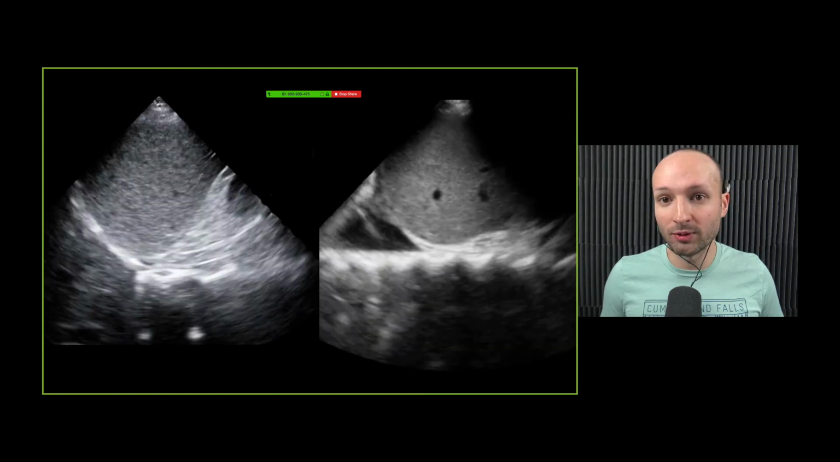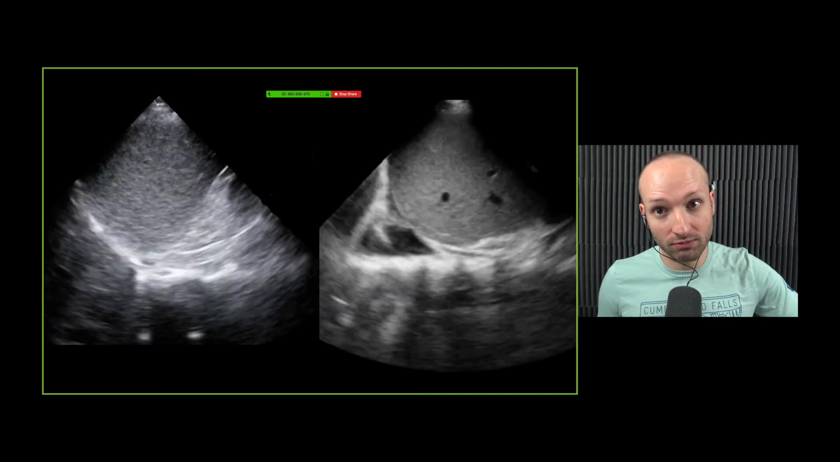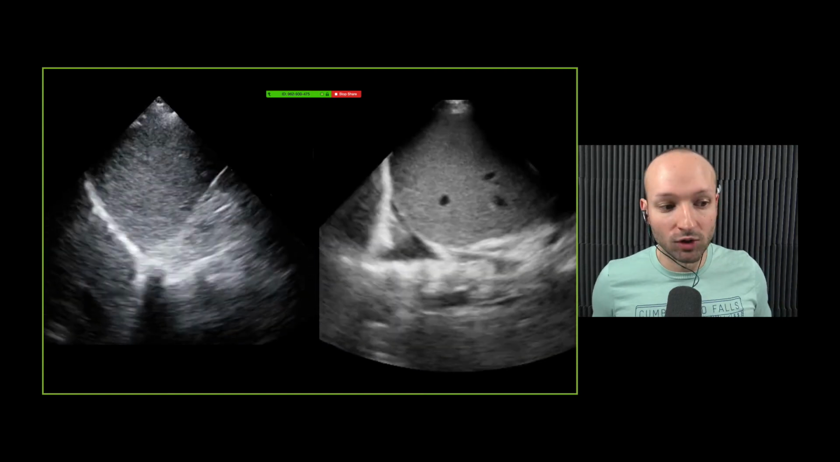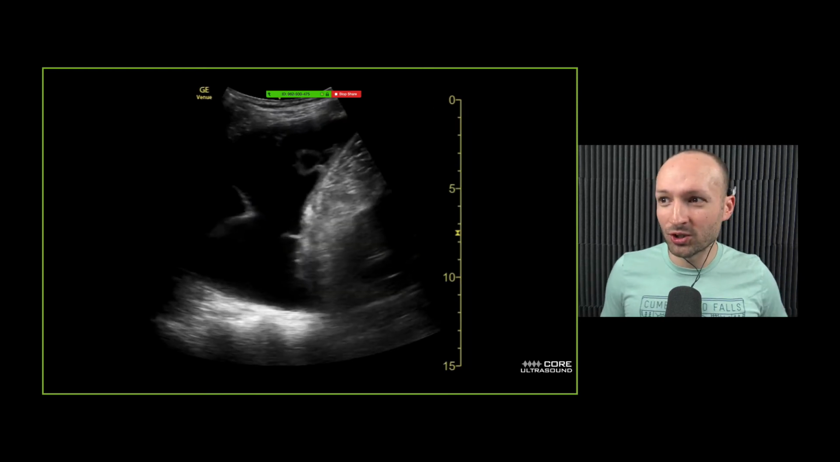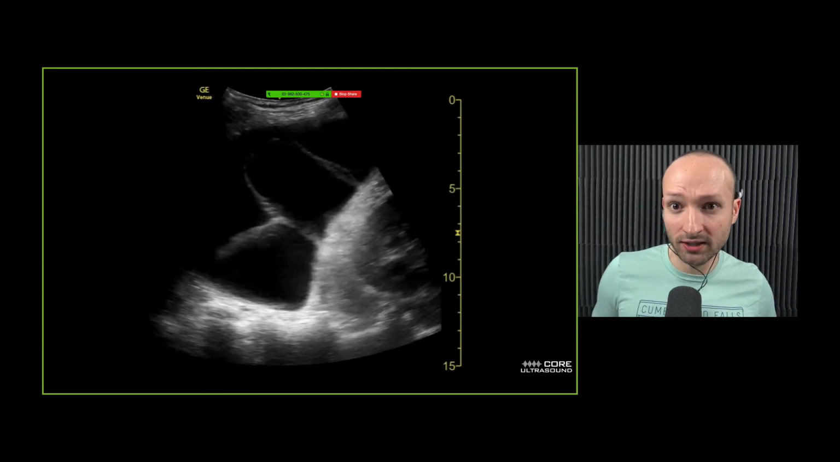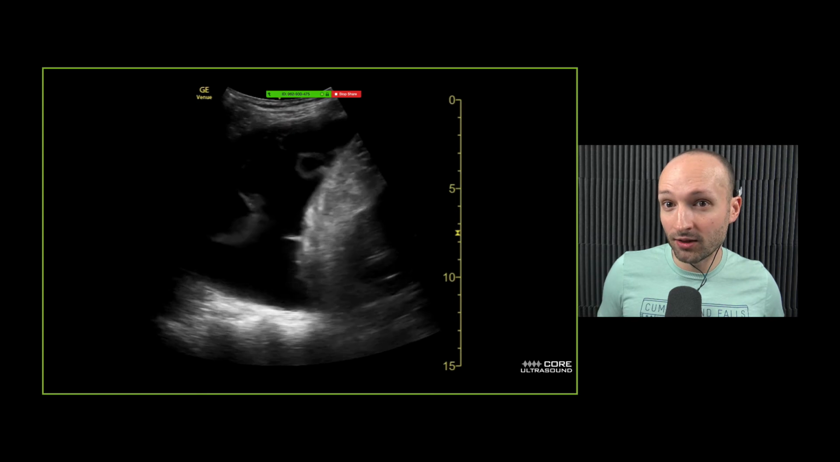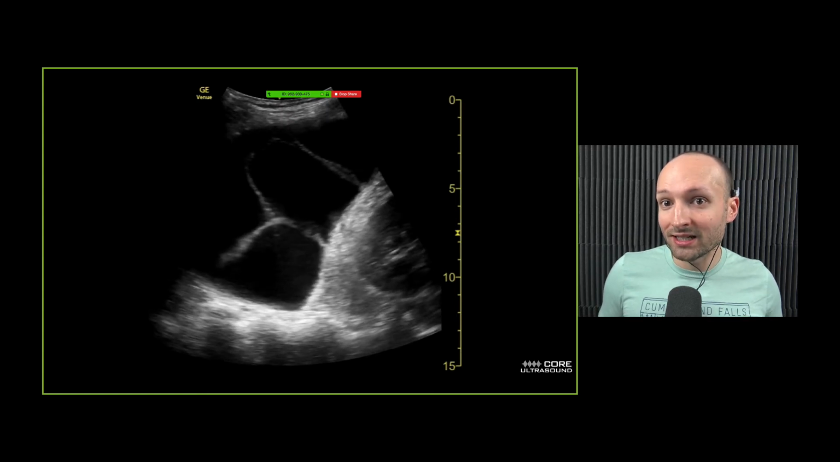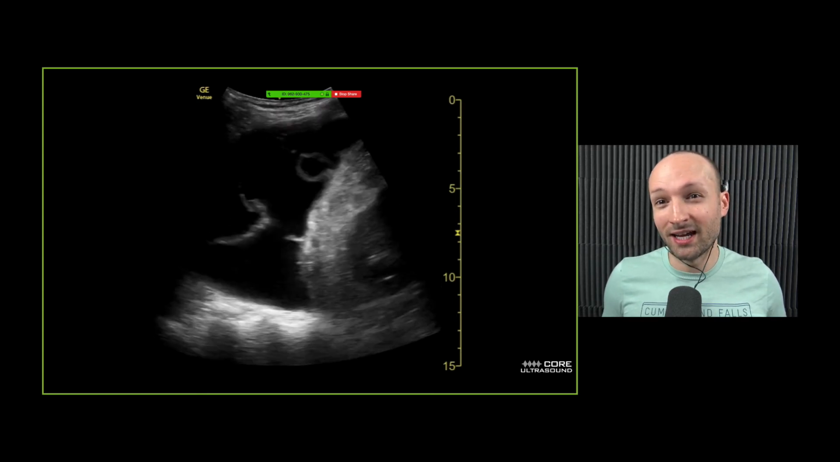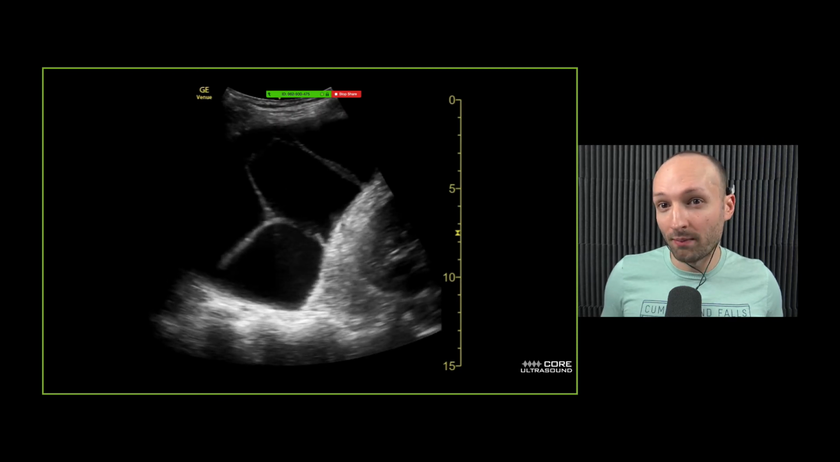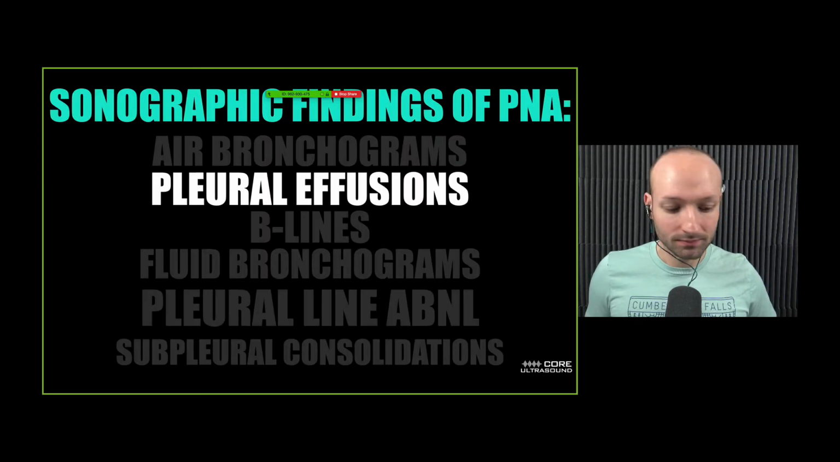So just for reference, we have abnormal on the right, pleural effusion, and normal on the left, no pleural effusion. Now, sometimes you're going to see little wispy thingies, especially in infections in the pleural effusion. When I see this, I'm much more likely to think that the patient has a complex pleural effusion, or they might actually have an empyema.